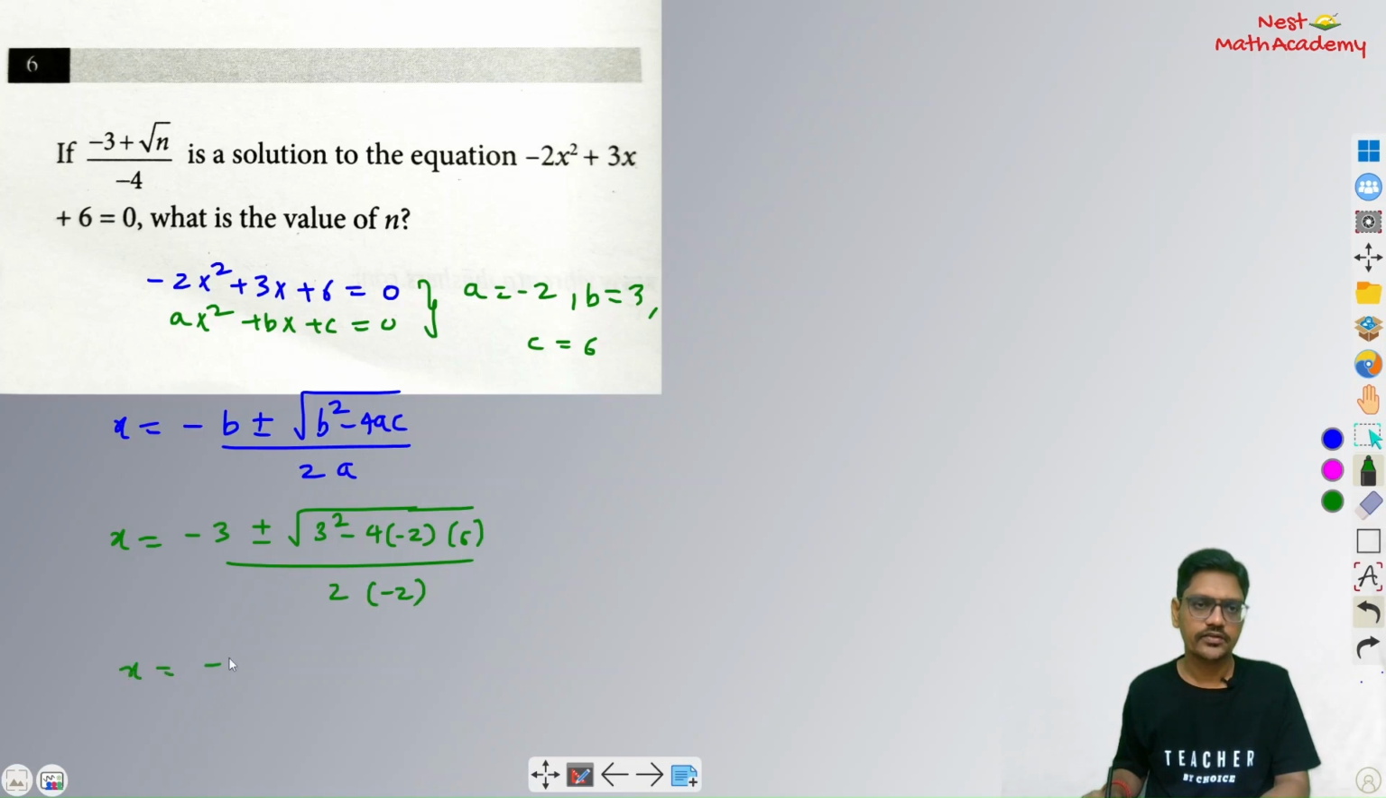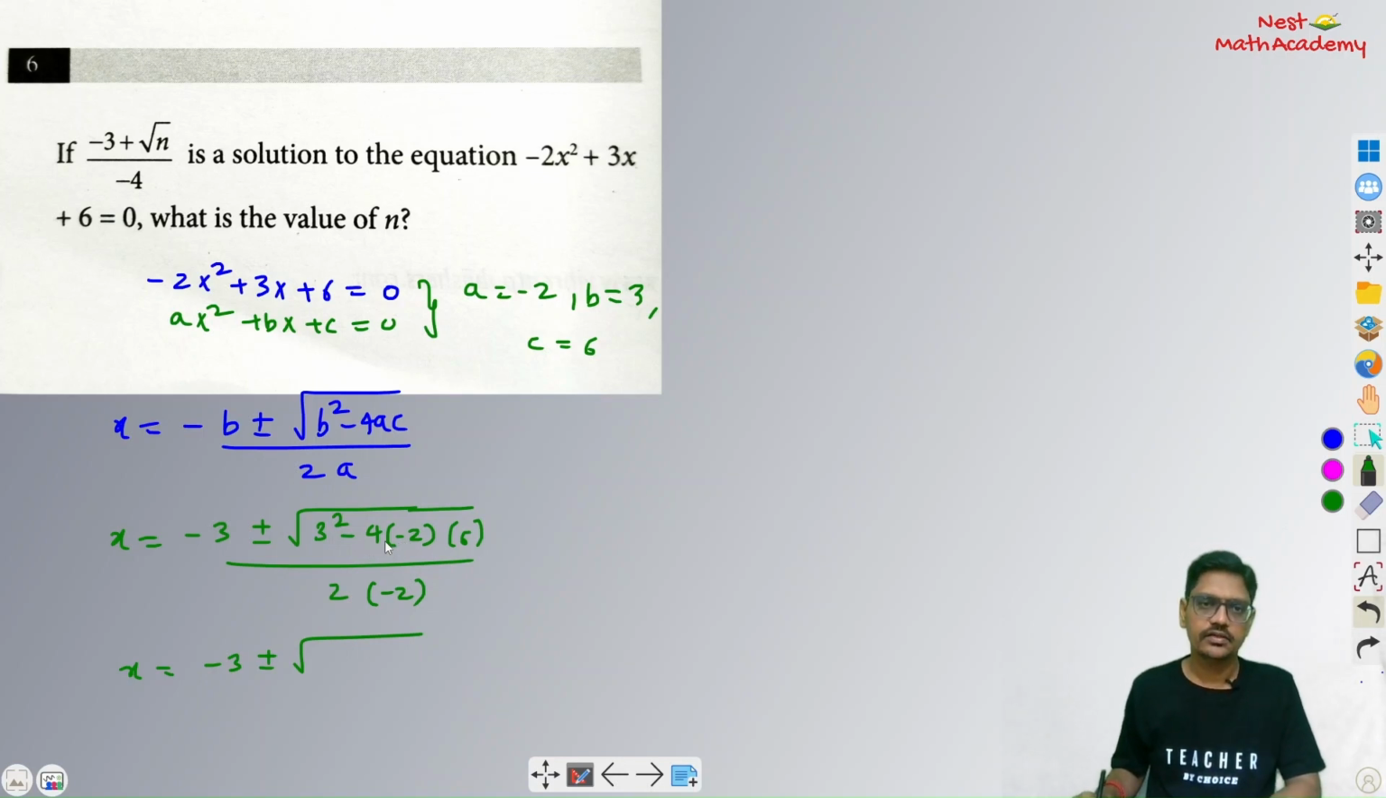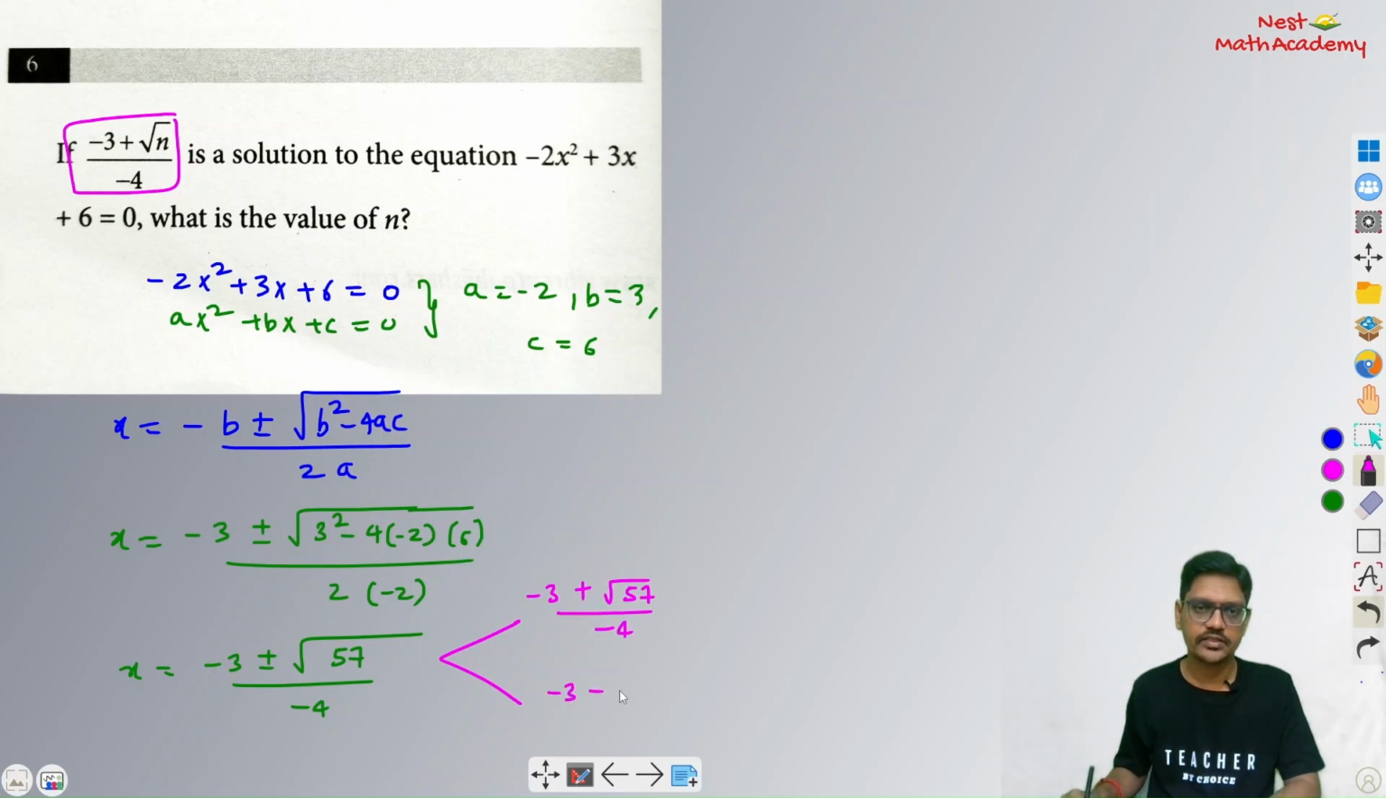which will become, after simplifying, minus 3 plus or minus square root of, minus 4 times minus 2, the product will become positive, so this is 8 times 6, 48 plus 9, 57, divided by negative 4. Now compare this with the given thing. Given that this is the solution, but I got this. Clearly I get two solutions from this. One is negative 3, taking the plus sign once, root 57 divided by negative 4, and the second solution is minus 3 minus root 57 over minus 4.